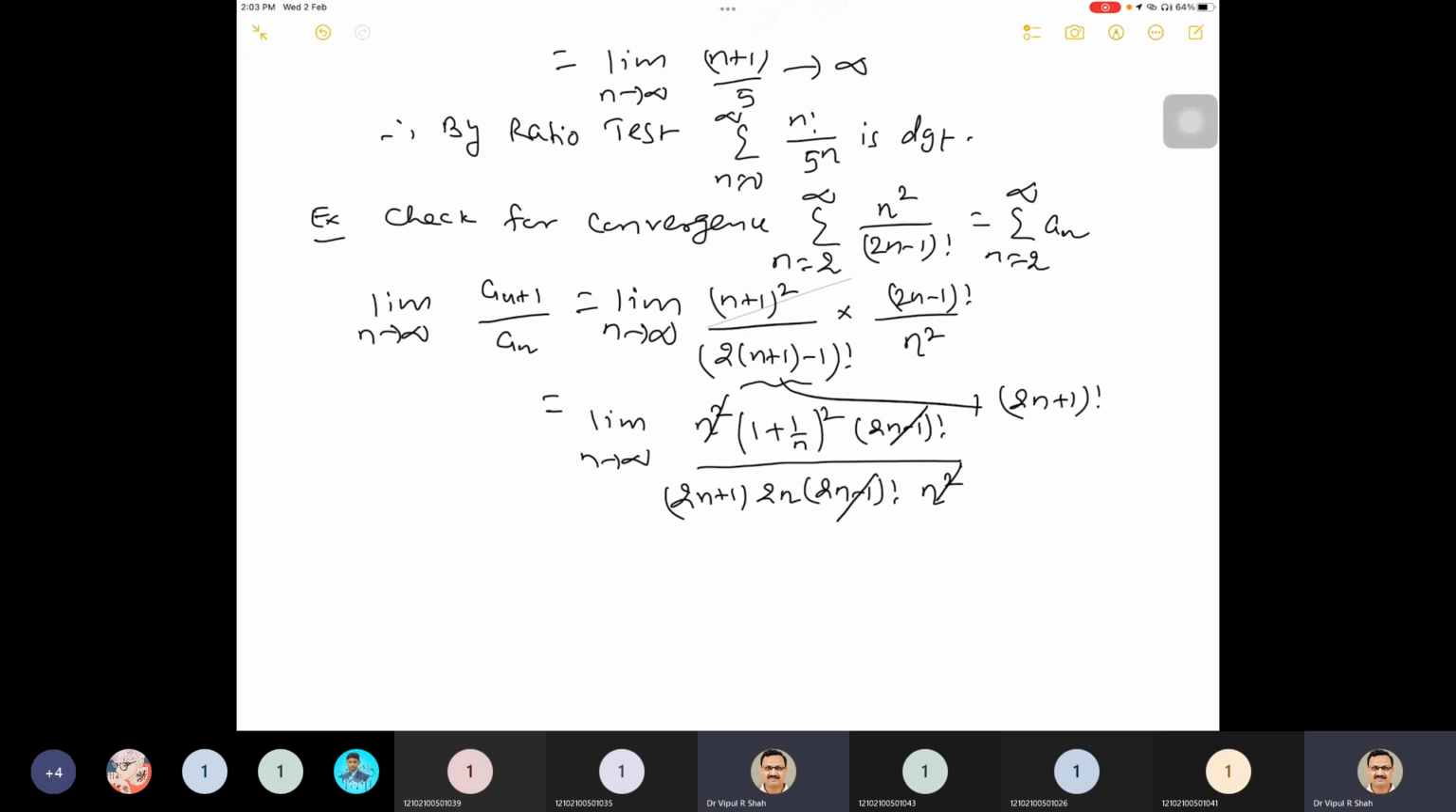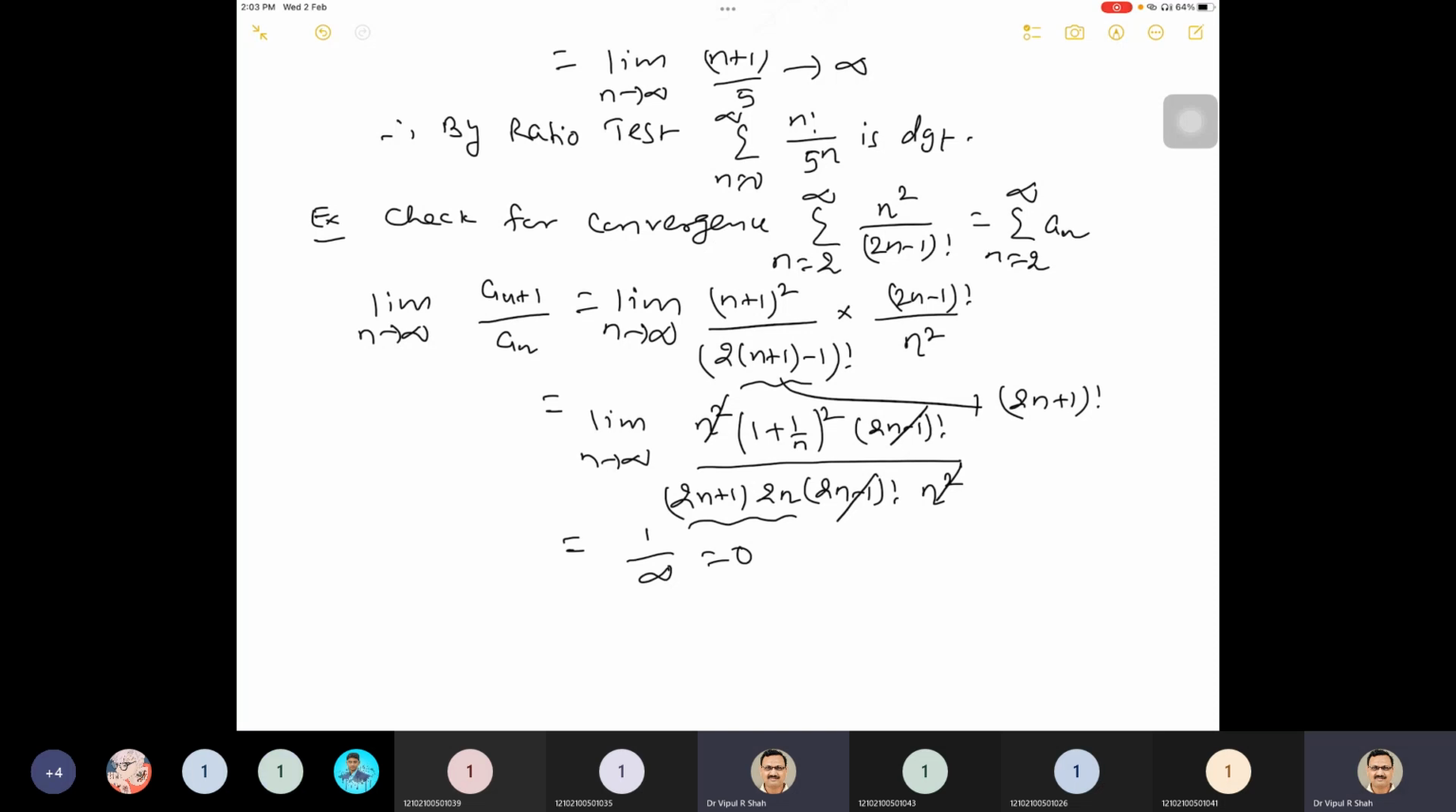Fine. Correct. No problem. What is the limit here? What is the numerator limit? Numerator is 1, isn't it? But the denominator is infinity, and this limit is 0. You understand, everyone?